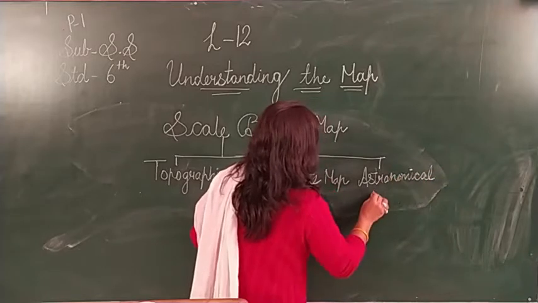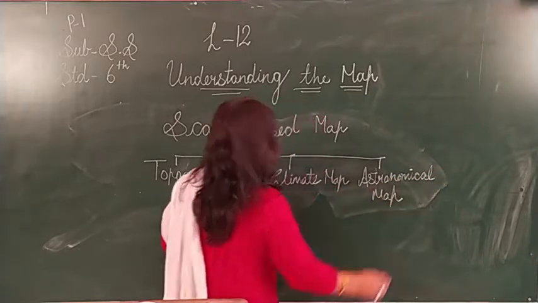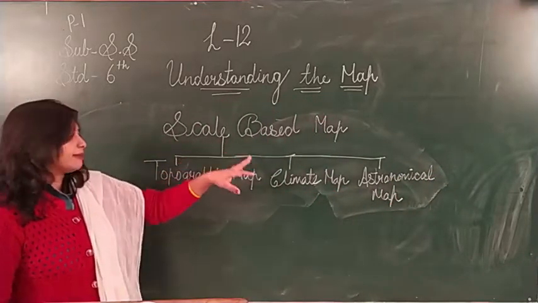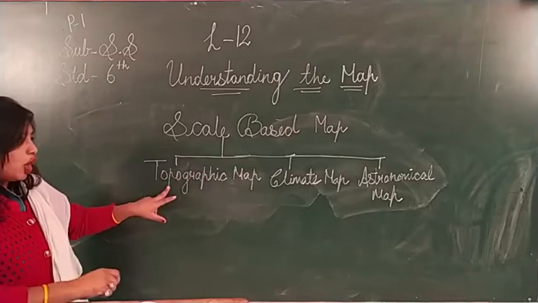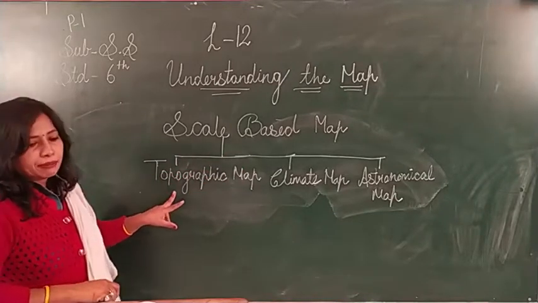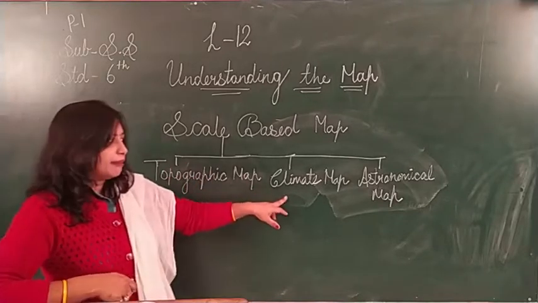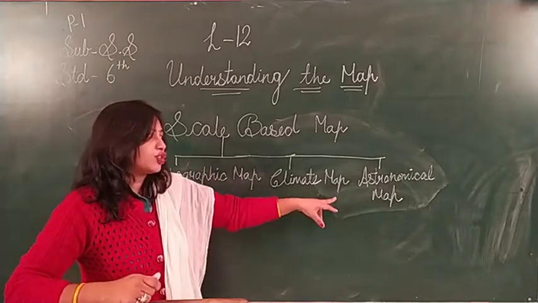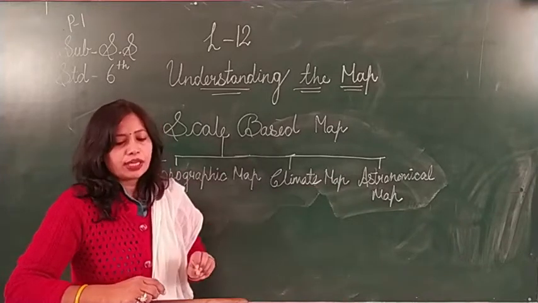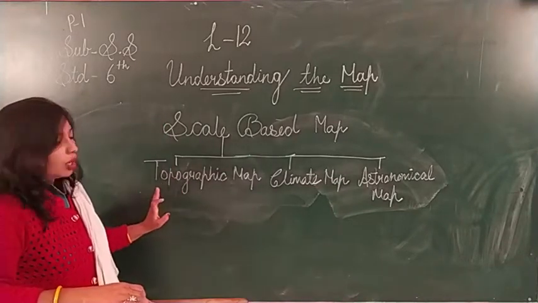Astronomical map. Scale-based map has three types of map: topographic map, climate map, and astronomical map. Now let's study about topographic map.